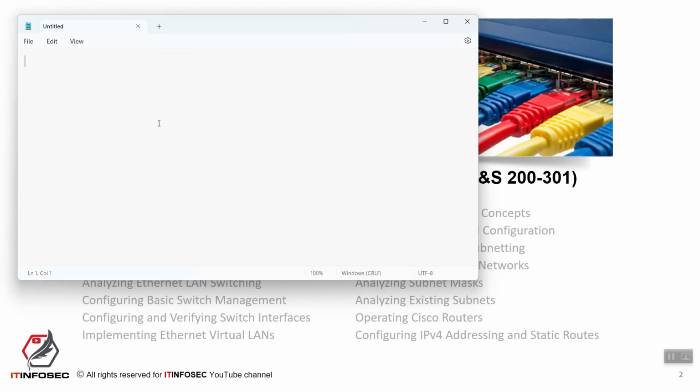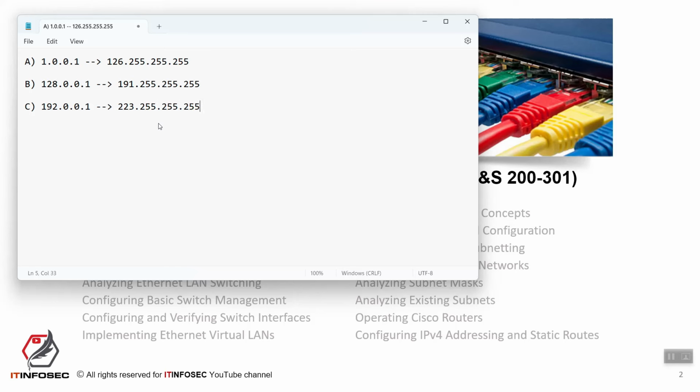What were the IP address classes? Class A was from 1.0.0.1 to 126.255.255.255. Class B was from 128.0.0.1 to 191.255.255.255. Class C from 192.0.0.1 to 223.255.255.255. Okay, in each of these classes, there is a range of private IP addresses.